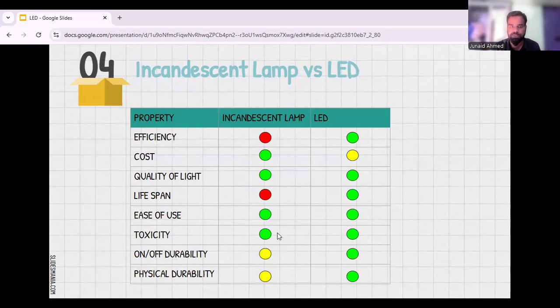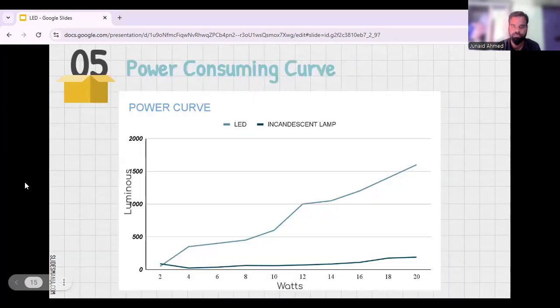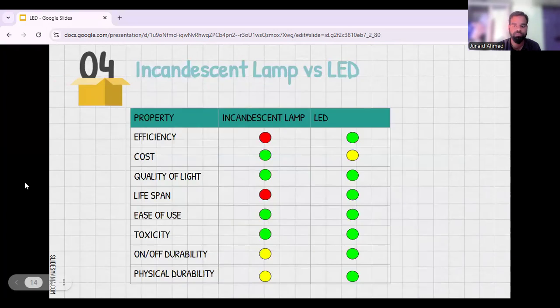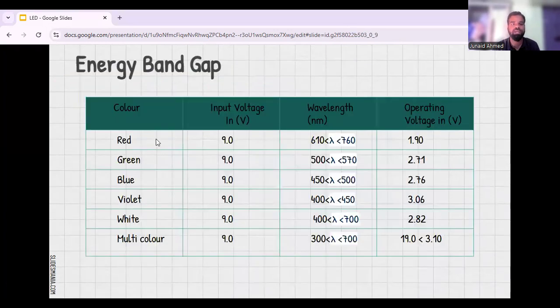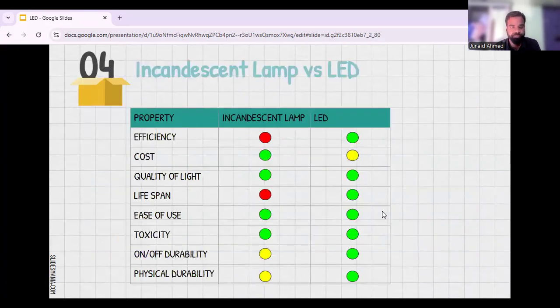So the comparison, let me show this first. So as you can see, red color operates at 1.90 voltage, and green color operates at 2.7 voltage, blue color operates at 2.76, violet color operates at 3.06, and white color operates at 2.82, and multicolor 1.9 to 3.10 voltage. Okay. Then comparison of incandescent lamp versus LED here.